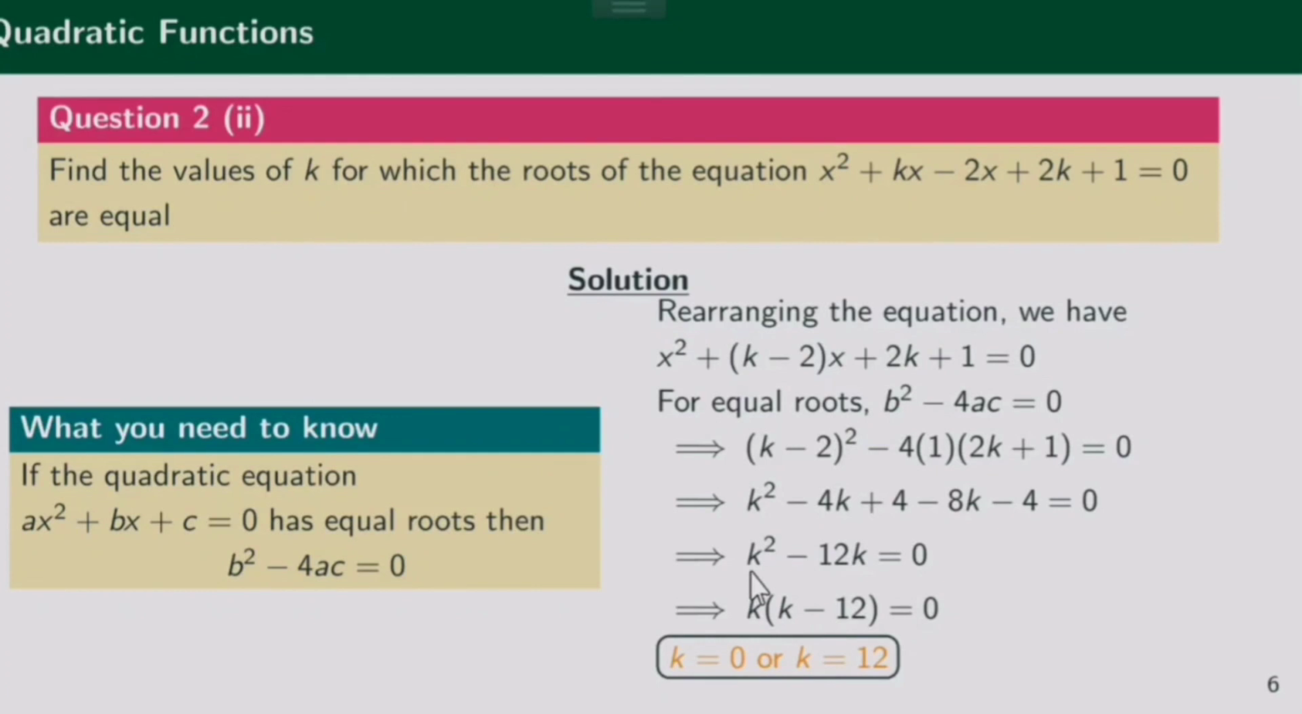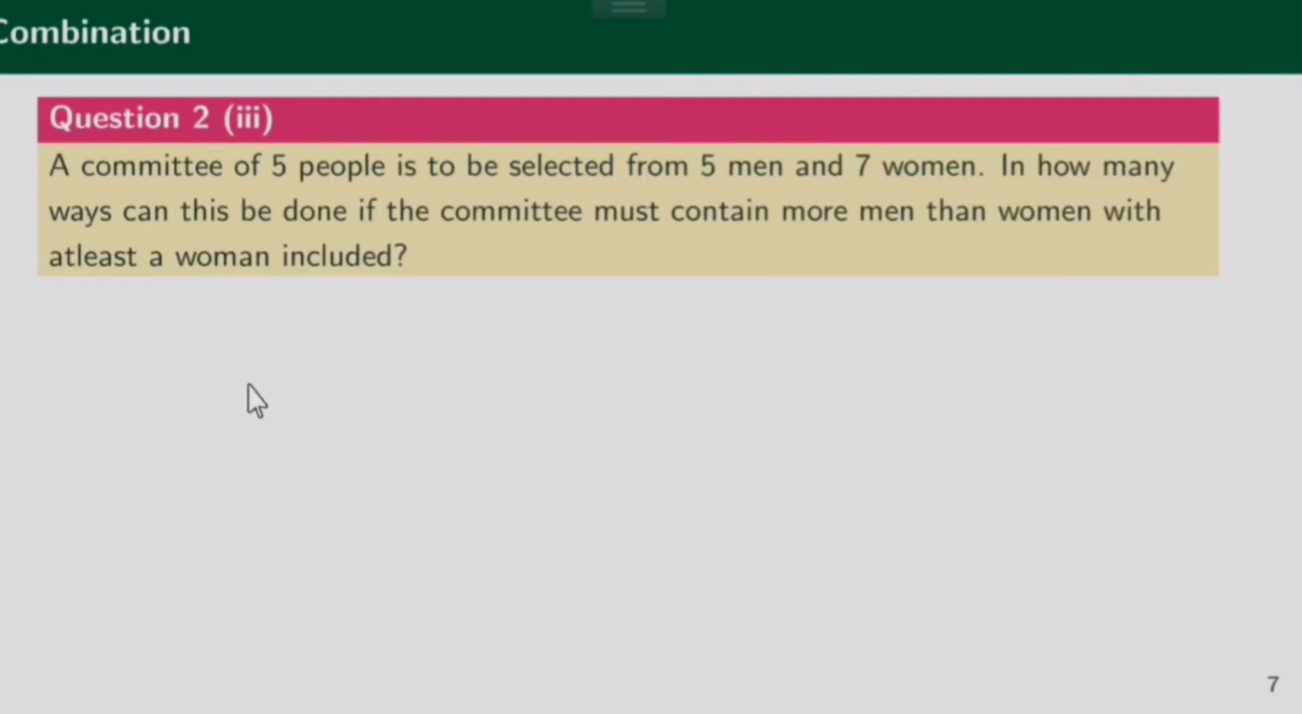Notice that if I had divided this equation by k, I'd have k minus 12 is equal to 0. I'll have just one value of k, which is 12, and I'll lose the other value, which is 0. So avoid dividing an equation by the variable which you are looking for. I hope it's understood. Let's move on to the next question.